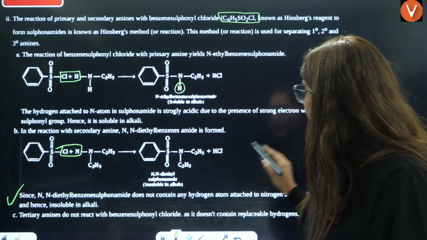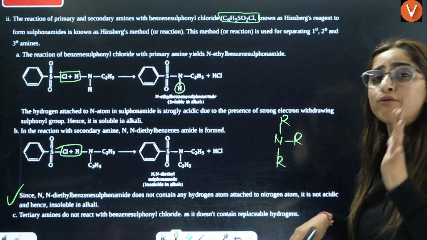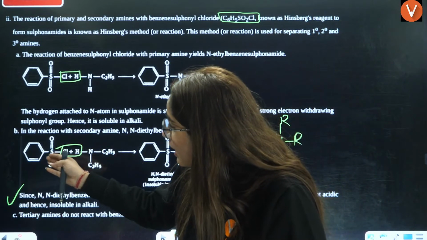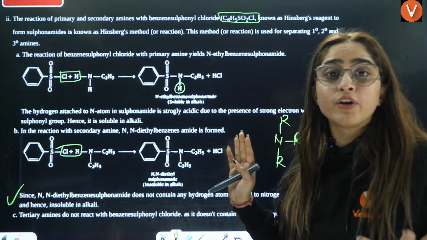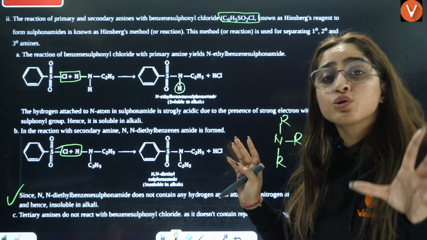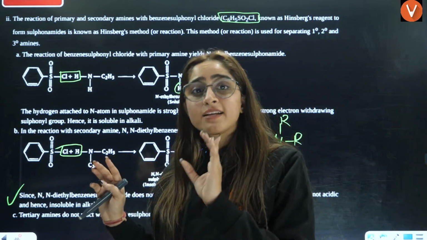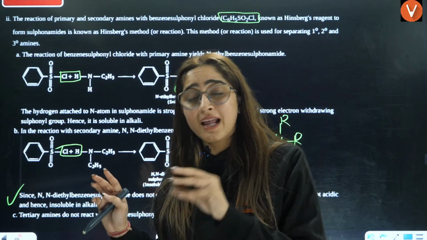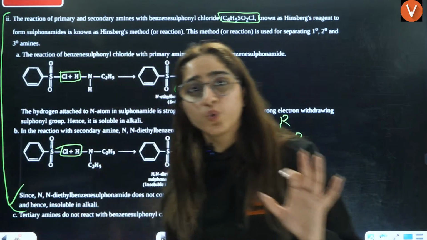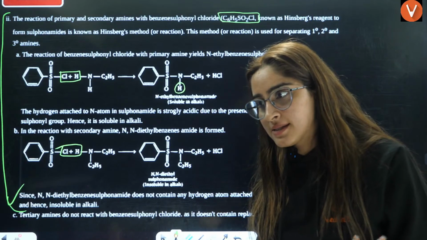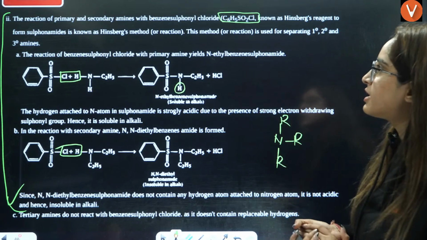In 3 degree, you will have R groups. There is no hydrogen that benzene sulfonyl chloride can take away, right? So that means this will not react. 1 degree will give the product that is soluble in alkali. 2 degree gives a product which is insoluble in alkali. 3 degree will have no reaction. So that is how you distinguish between 1 degree, 2 degree and 3 degree amines here, right? Okay. Done.